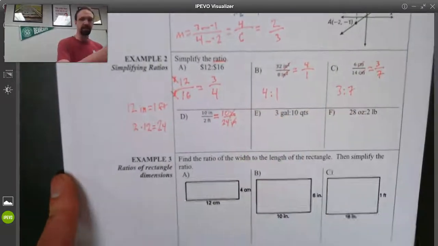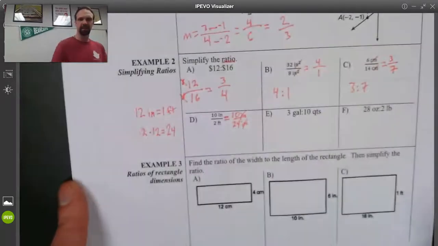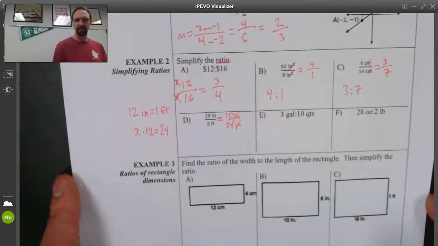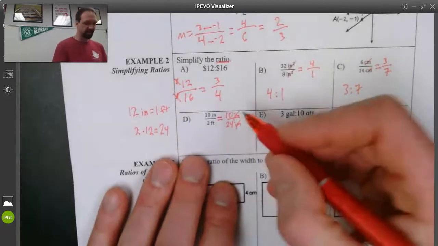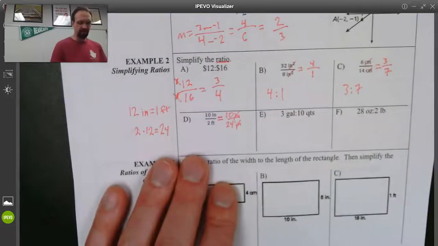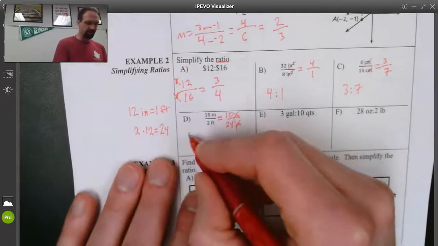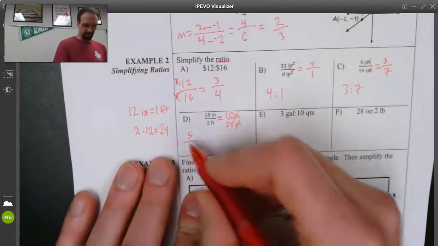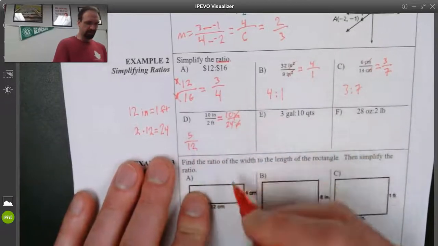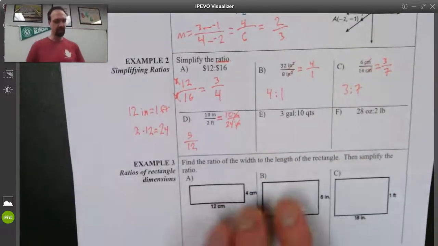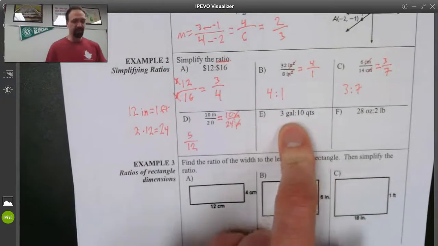So if I eliminate the units here, let's see if I can make this a little bit crisper. Nice clear, there we go. Fantastic. So then let's see, 2 goes into both of those. 2 goes into 10 5 times, and 2 goes into 24 12 times. So this is 5 to 12. So that's the ratio.